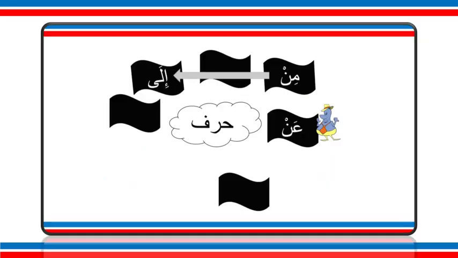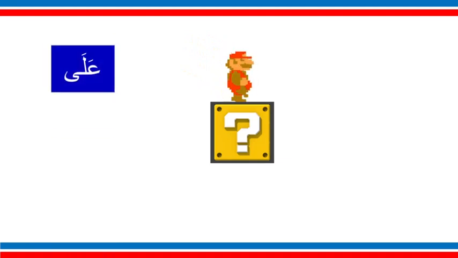In the previous video we learned three of حروف الجر. We learned من, إلى and عن. Today we will talk about a new one. This is Super Mario again. He's going to the صندوق. Now Super Mario is على. Last one is without dot, so it's على. Super Mario على الصندوق. Where is he going?